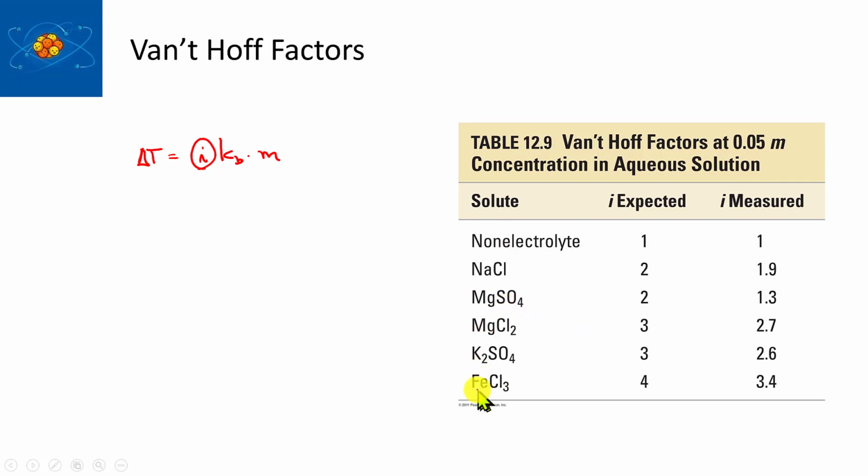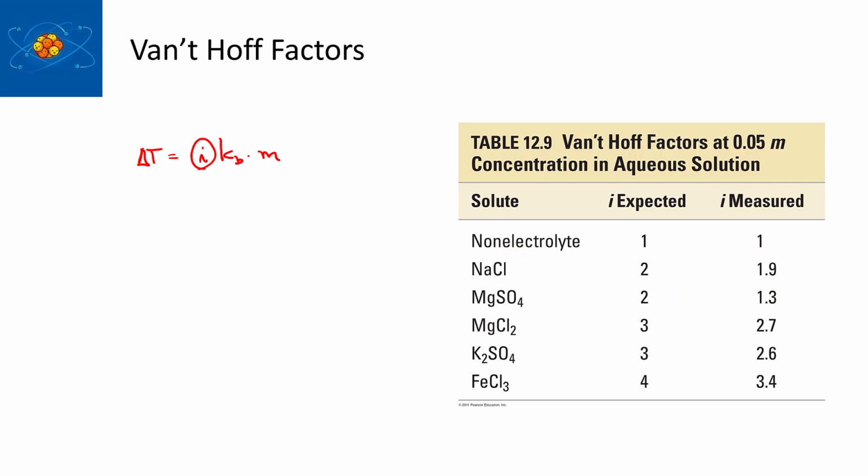Now, just a couple other examples. It can deviate quite a bit. Here's 4 particles and you get 3.4, right? 3 particles, 2.6. In general, though, compounds like sodium chloride are very close to what we would expect theoretically.